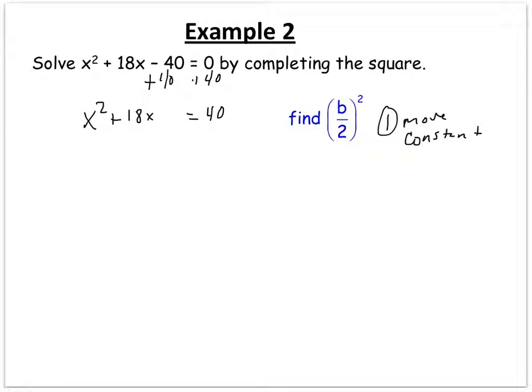Okay, and the second step, which we don't have to do here, but we're going to have to remove our leading coefficient. And you'll notice here our leading coefficient is going to be in front of the squared term. There is no leading coefficient here, so we don't have to worry about that.